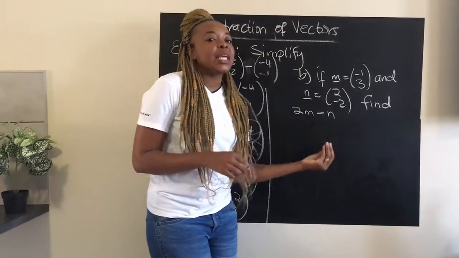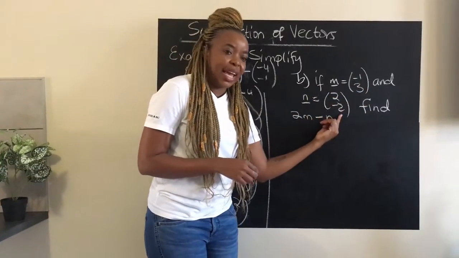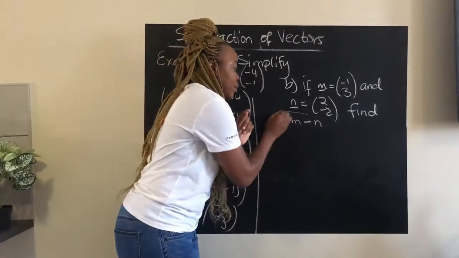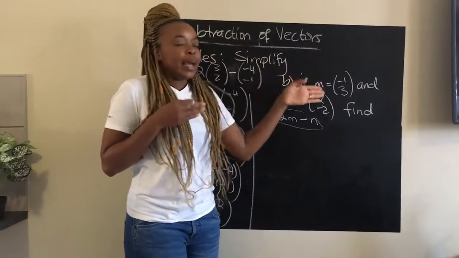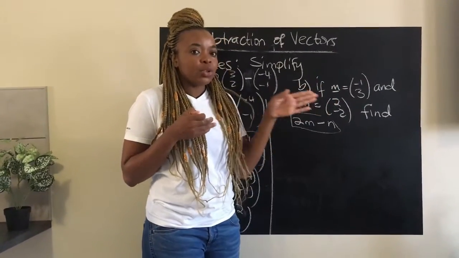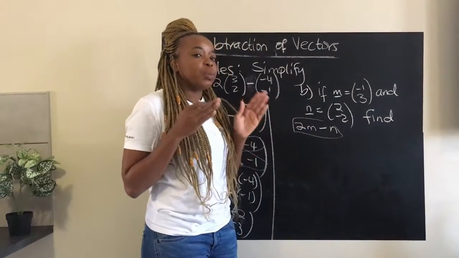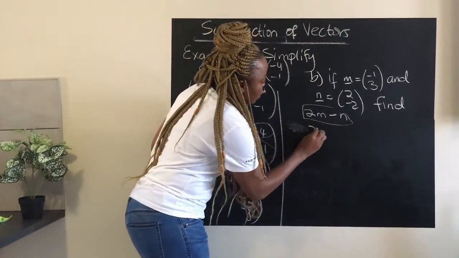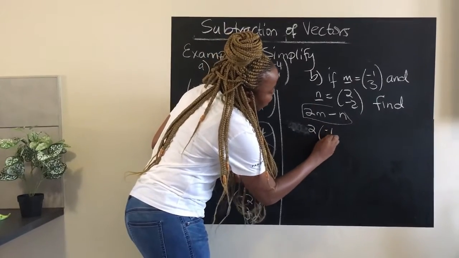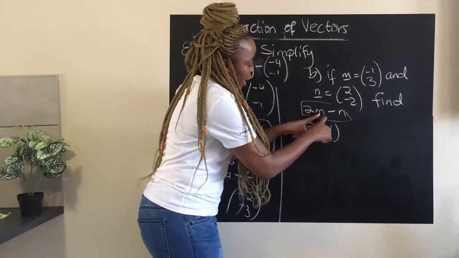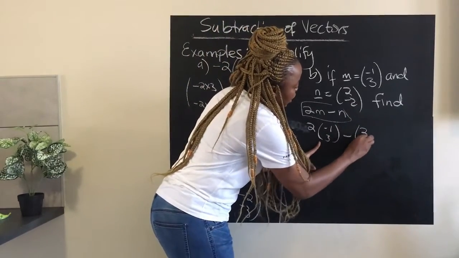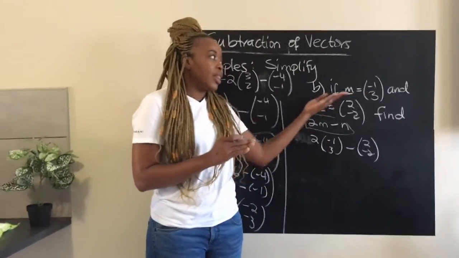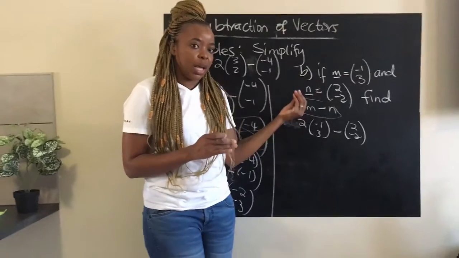So now in B, they gave us vector M and vector N, and they want us to find 2M minus N. This is what I'm trying to solve. I am told that M is that and N is that. So the first thing I want to do is replace the M and the N, because I know them as column vectors. 2M is 2 times -1, 3, minus N, which is 2, -2. So what did I do? I just substituted my variables with the column vectors that I'm told they are equal to.